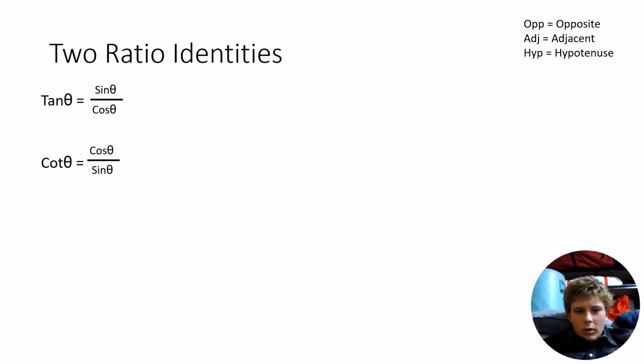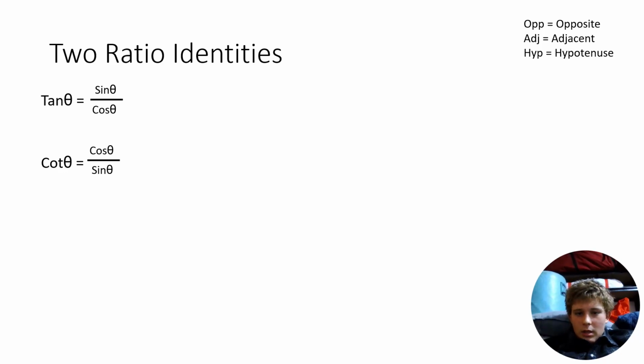Alright, so we're going to start off with our two ratio identities. So we're going to have tan theta equals sine theta on cos theta, and cot theta equals cos theta on sine theta. So you may be wondering, how does this happen? How can we prove that this is true? Is this just some nonsense I'm saying?